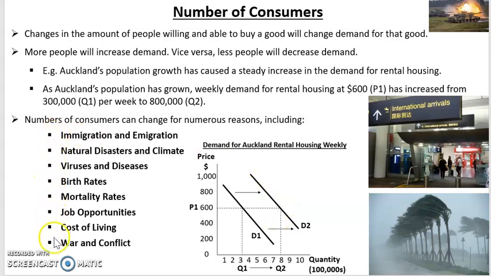Now I've listed 8 different reasons why the number of consumers changes. The first one is immigration and emigration. For the majority of the last 10 years, New Zealand's immigration numbers, the people coming into New Zealand from outside our borders, exceeded the number of people leaving our great nation. This is somewhat reversed over the past year.